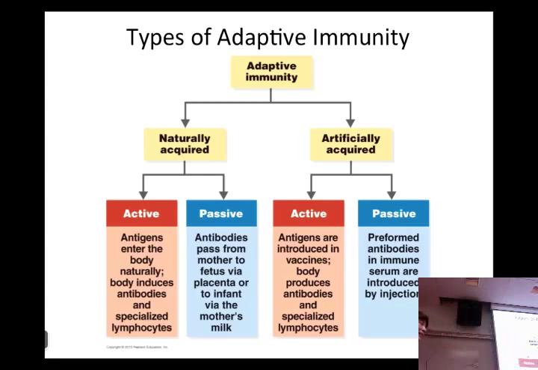In fact, technically speaking, if you injected somebody with the virus, which is not natural, and they produced an immune response, technically that's also artificially acquired active immunity.